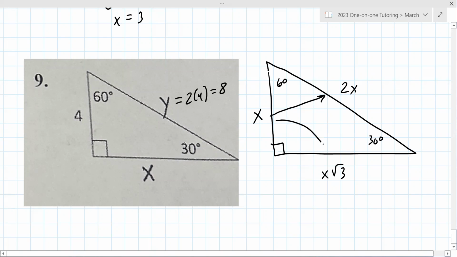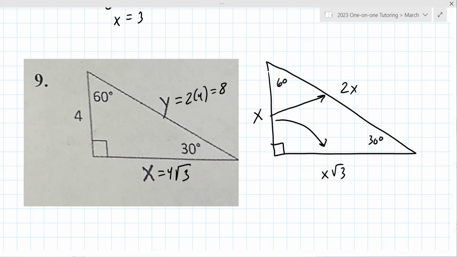To find the long leg, you take your short leg 4 and multiply it by the square root of 3. Is that okay? Yeah. We've got more to do, but that's a good start. Okay, wait, really quick. For x, you put 4 radical 3 instead of 8 radical 3. Oh my gosh, right. I get why you did that. So you've got to be careful.